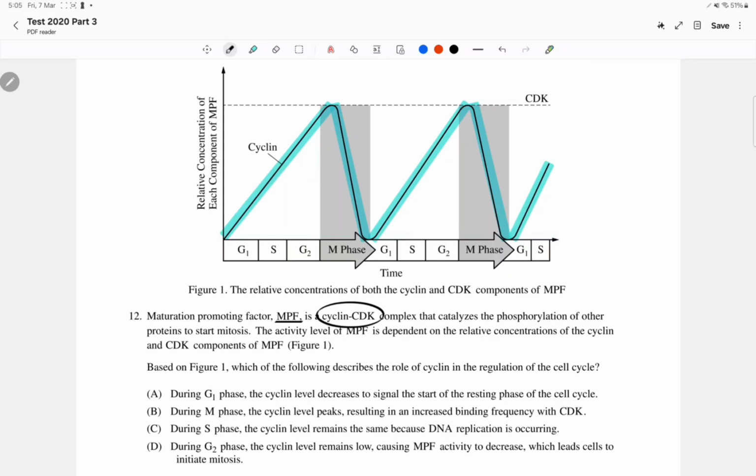Yeah, B. B. Exactly, because cyclins are only in M phase, right? Like they peak in M, then decline afterwards. Yeah, you're right.